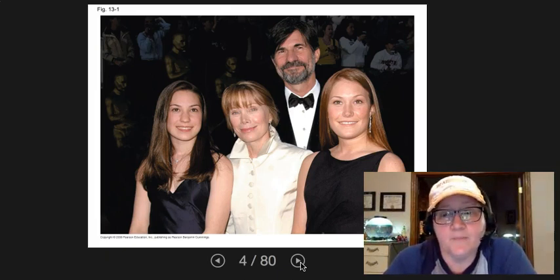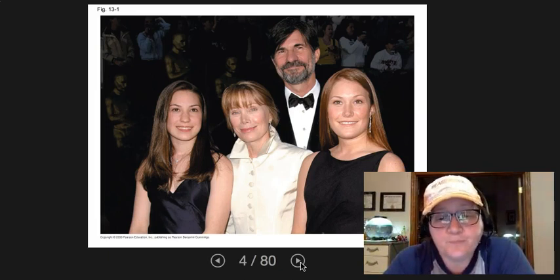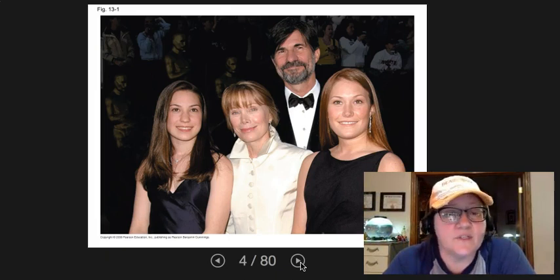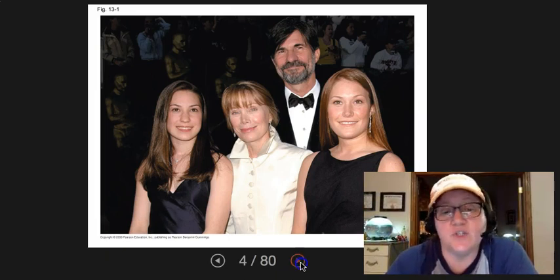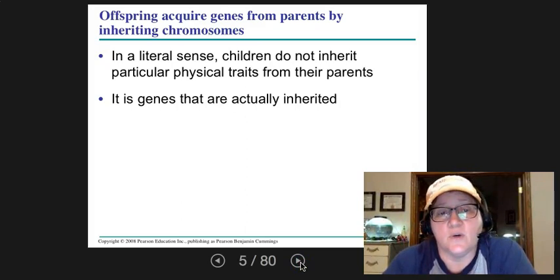Why does that happen? What we're going to be talking about is offspring getting their traits from their parents through chromosomes and through genes. And then the difference is which genes get expressed and which genes don't get expressed. So it's genes that we inherit, and I keep using this word.